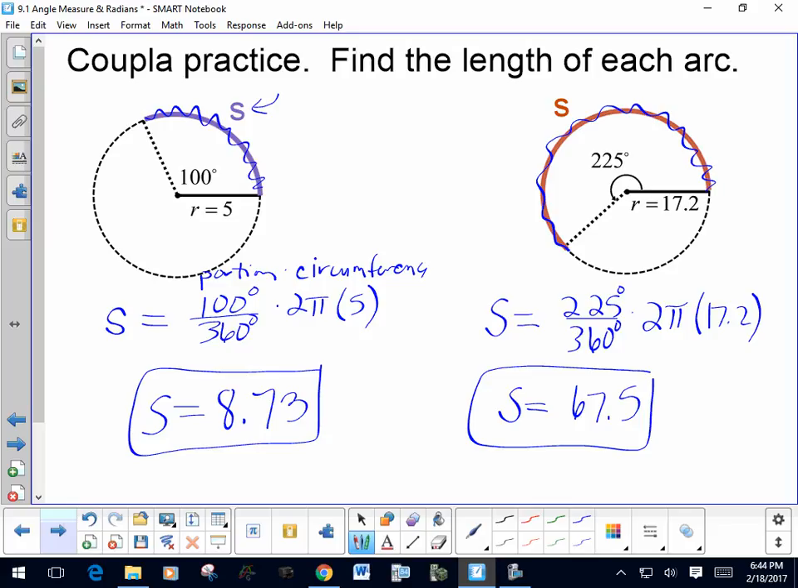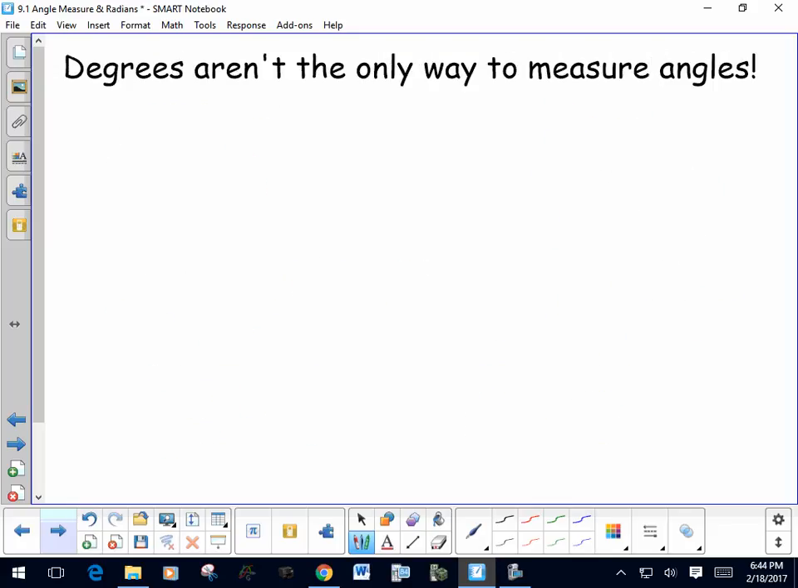Okay, now we're ready to talk about radians. Well, in the past, you've always measured angles using the units of degrees. So you measured angles and you knew that, for example, a straight angle or a straight line is 180 degrees. You know that the corner of a square is 90 degrees.